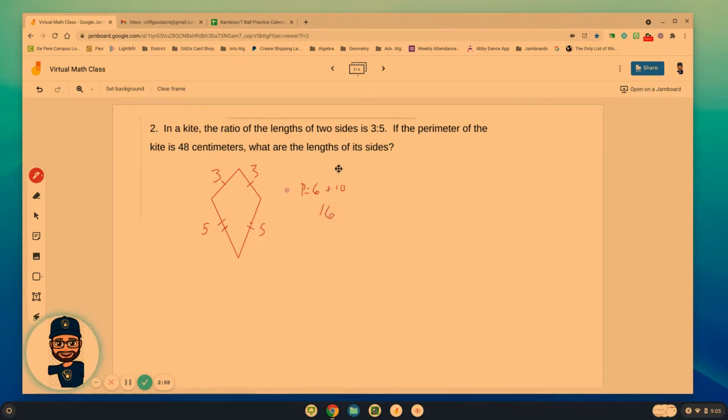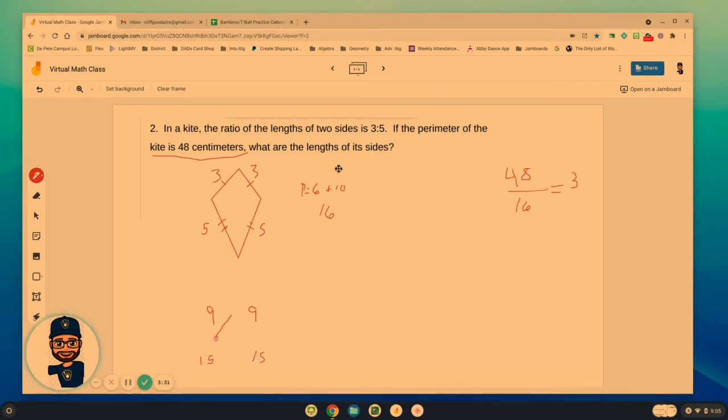But notice they're telling us that the perimeter of the entire kite is 48. So what we can do is take that total 48 and divide it by 16 to figure out a factor that we are off by. So we're off by a factor of 3, meaning I could multiply everything by 3 in that kite.